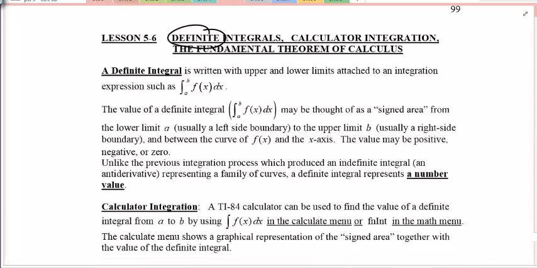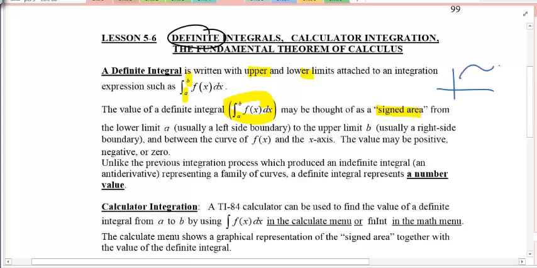So the difference here with a definite integral is it is written with upper and lower limits. See this a and b? So it's attached to this integration symbol, and really this whole integration symbol can be thought of as signed area. So imagine me saying I've got a function f of x, we're going from a to b, and it's the area underneath that curve and above the x-axis.